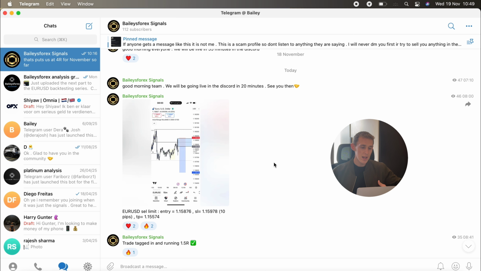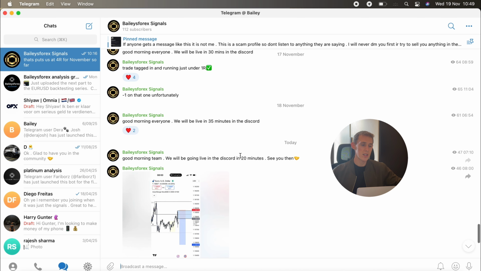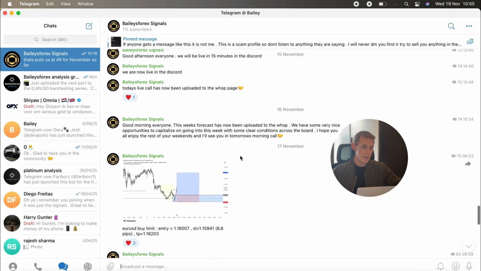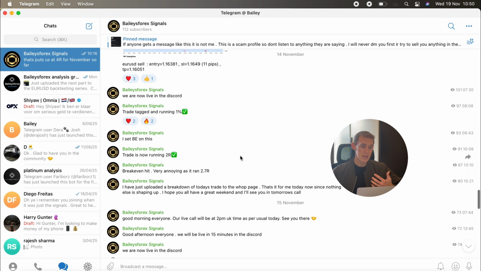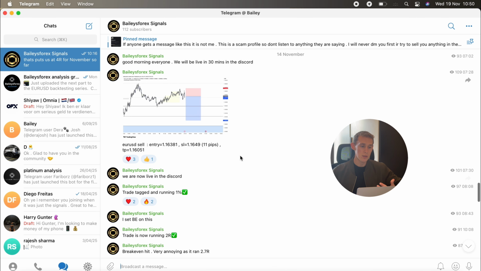So if members would have taken all of these trades that I sent into the group, they would have passed their funded accounts as well, because their results basically match mine because they're pending limit orders and I only have one take profit per trade.